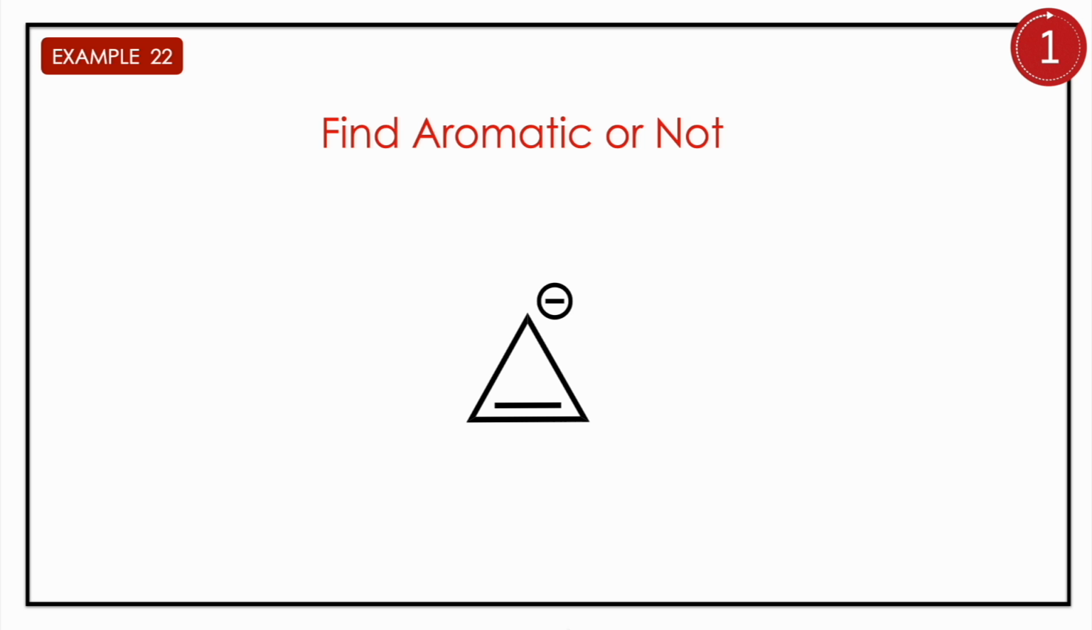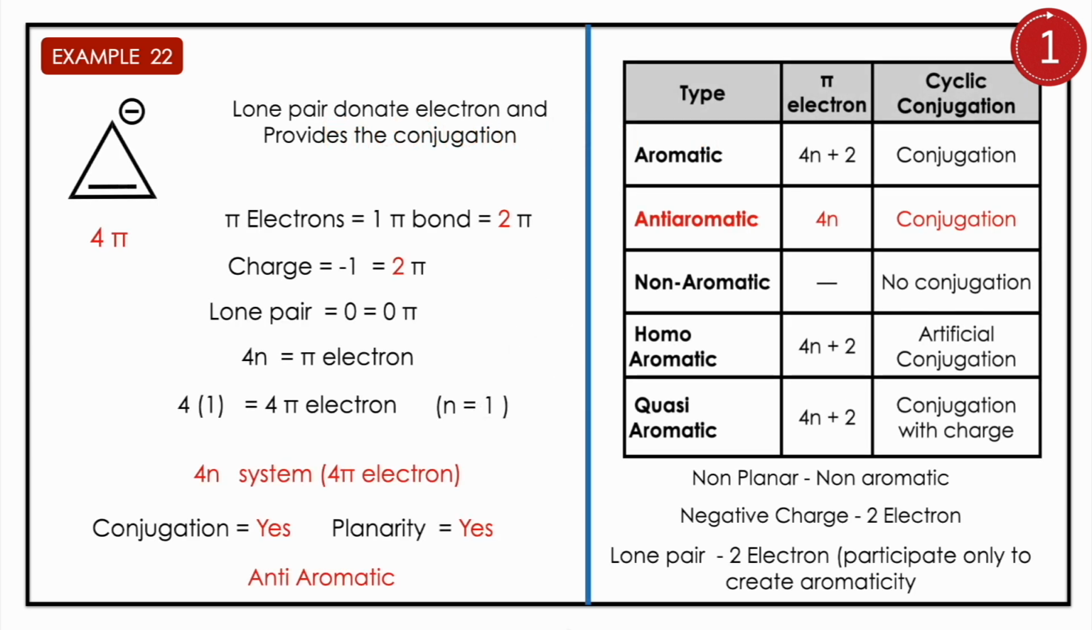Then the next example. Here you have cyclopropene with an anion. You should find whether the compound is aromatic or not. Here you have an anion, so be careful with the calculation. First we calculate the pi electrons. Here 1 pi bond is there, so 2 pi electrons. 1 negative charge is there, it can contribute 2 pi electrons. Lone pair is not there, so 0 pi electrons.